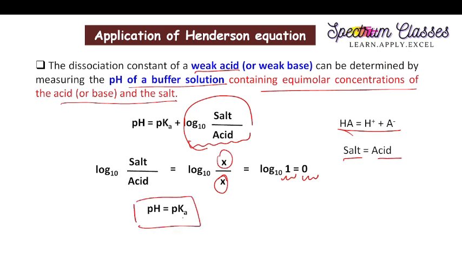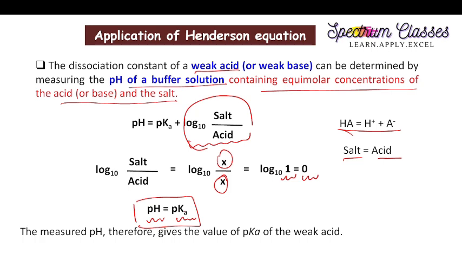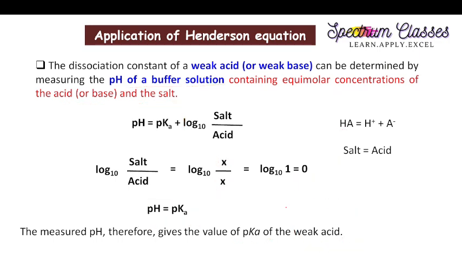So from here we can determine, simply by determining the pH, the pKa of the buffer solution. The measured pH therefore gives the value of pKa of the weak acid. This is important. Fine. So I hope you understand this point. This can also be determined like this.